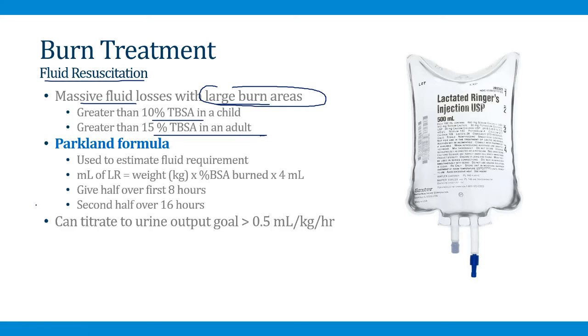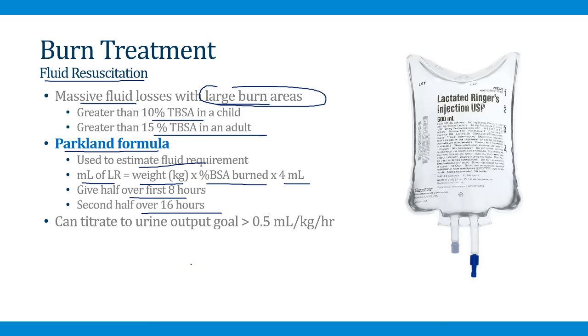To determine how much fluid a burn patient should receive, one way you can do this is through the Parkland formula. This estimates the fluid requirement that the patient will need. According to this formula, the milliliters of lactated Ringer's that the patient is going to need is equal to their weight in kilograms times the percent body surface area that is burned times 4 milliliters. Whatever that number turns out to be, you give half of it over the first 8 hours and the second half over the next 16 hours.